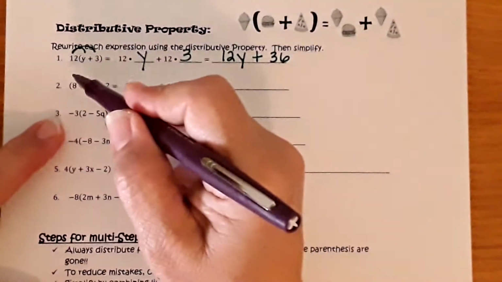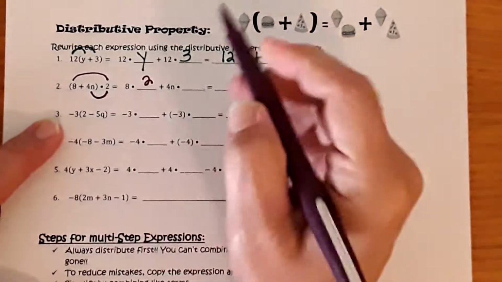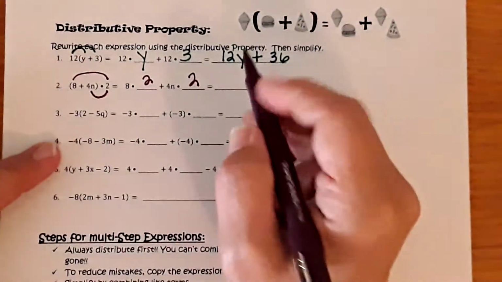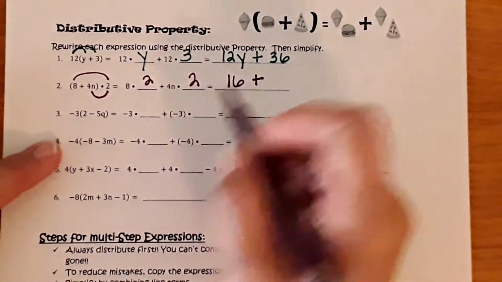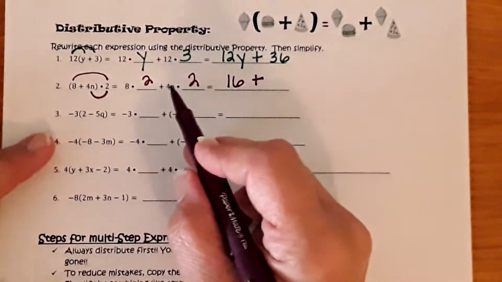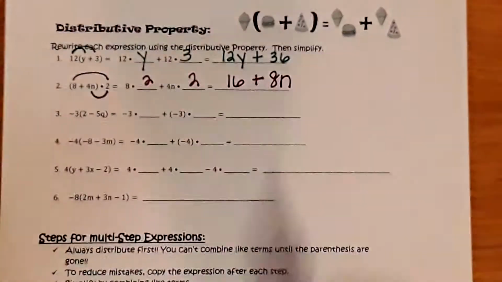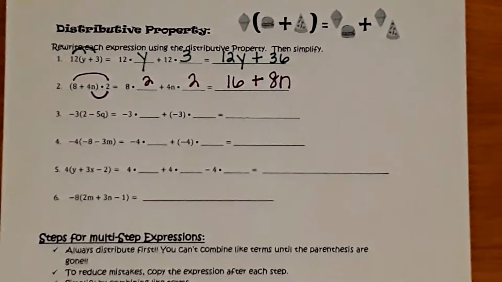Now we're going to have 8 times 2. And 4n times 2. 8 times 2 is 16. There's a plus sign. 4n times 2, so you multiply the 4 and the 2, and you get 8n. So you can multiply, but you can't add anything. So you can multiply anything, you just can't add anything.